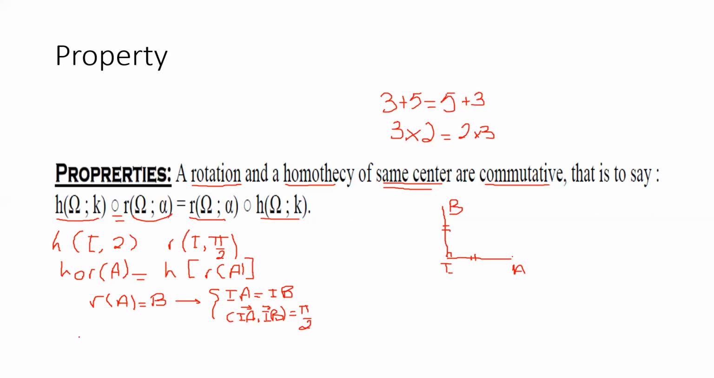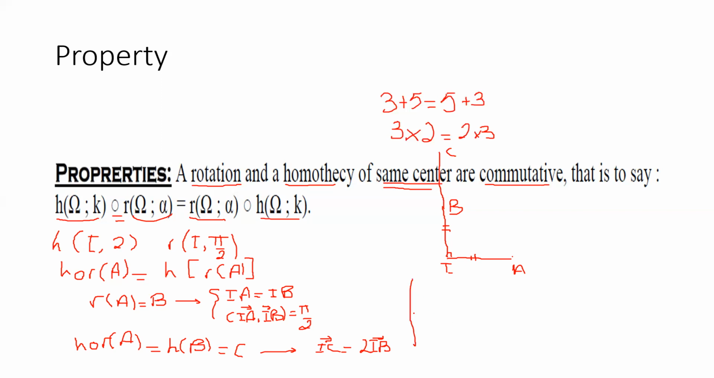Now, what will be H round R of A? It is H of B. What are you going to calculate to name H of B? C. H of B equals C. What does it mean H of B equals C? It means the vector IC equals 2 times the vector IB. Where should C be? It should come above B. Here, IC equals 2 IB.